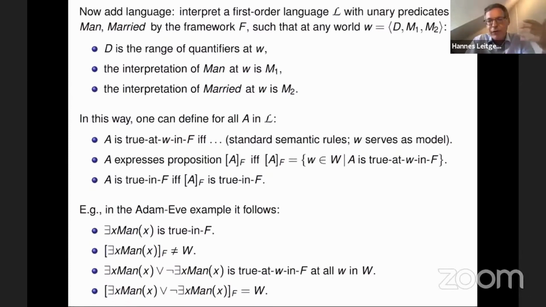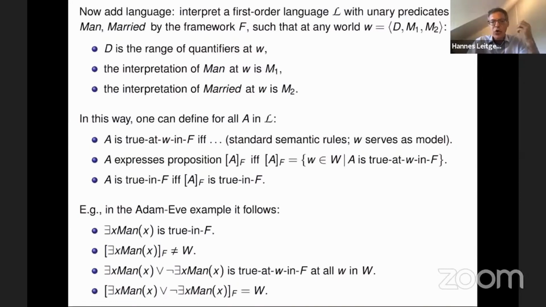And then we can define for all the sentences in the first-order language, in the usual way, under which conditions a sentence is true at a world in the framework. Here you plug in the standard semantic rules. So you use the little w, the world, as a model, and you have the standard semantic rules. So not A will be true at the world just in case A is not true at the world, and so on. And at the atomic level, you make use of the interpretation that I've just described. And then you say, again, in a standard intensional sense, a sentence expresses a proposition if the proposition consists of all the worlds at which the sentence is true.